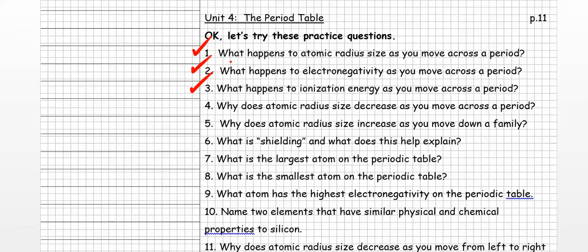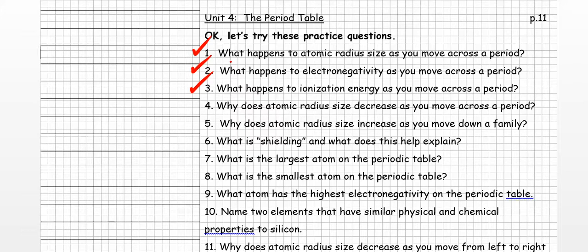Let's take a look at number 4. Why does atomic radius size decrease as you move across a period? Well, we've already answered that, but we'll talk a little bit about that once more. As you move from left to right, atomic radius size is going to decrease. It's going to decrease because you're increasing the number of protons and electrons, thus increasing the nuclear charge, that attractive force.